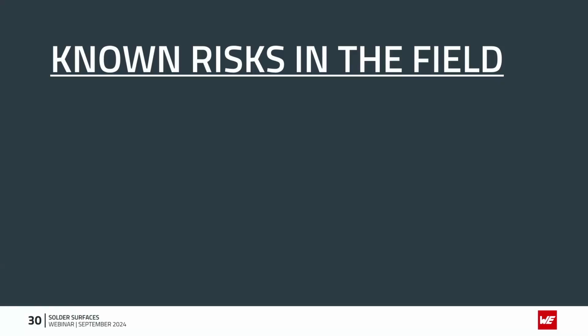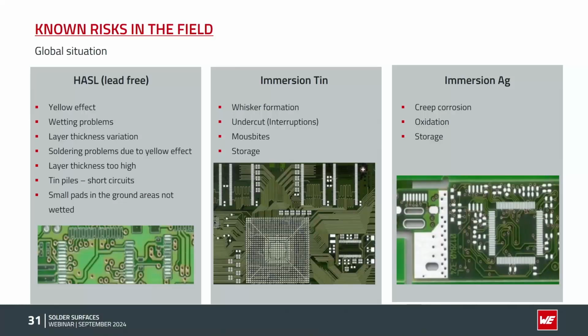So let's talk about another topic which we called known risks in the field. Of course, there must be some questions from your experiences. For hot air solder leveling, for example, we know a yellow effect, we know wetting problems, or layer thickness too high. So there are some restrictions for this solder surface, but all in all, hot air solder leveling is a very robust and affordable solder surface.